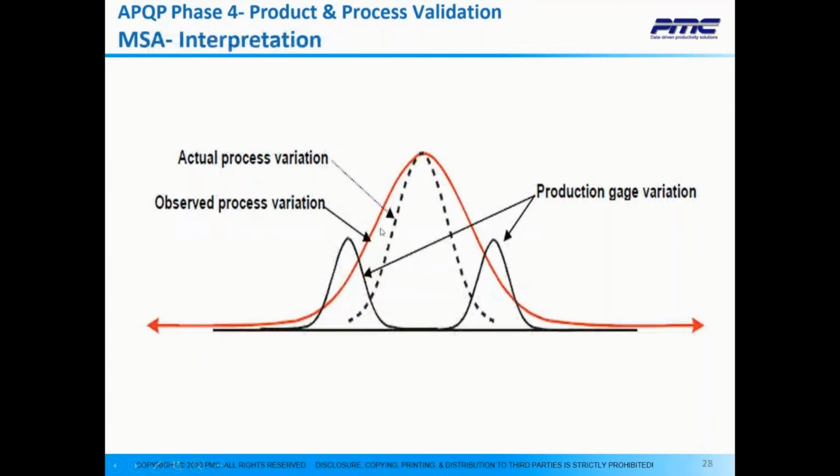And for the measurement system, here is a great chart that I always share. If you think about the dotted curve here representing the actual process variation, we may actually end up having production gauge variation, which are these small curves on both sides of the tail. If you add those to the actual process variation, the red is the one that we observe, which we call observed process variation. So we want this production gauge variation to be as small as possible. As a matter of fact, we expect that to be less than 10%.